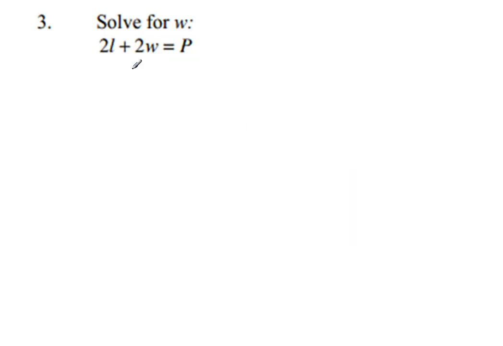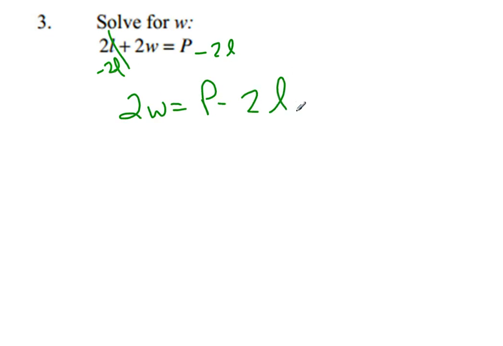All right, moving on. Number 3, solve for w. Let's get rid of the 2l. And obviously at any point here, if you're reviewing for a test or something, you want to pause it and try to do it on your own, and then check your answer with mine. So minus 2l here. So 2w is p minus 2l. And by the way, for most of these videos, I'm just copying these from your extra practice problems.